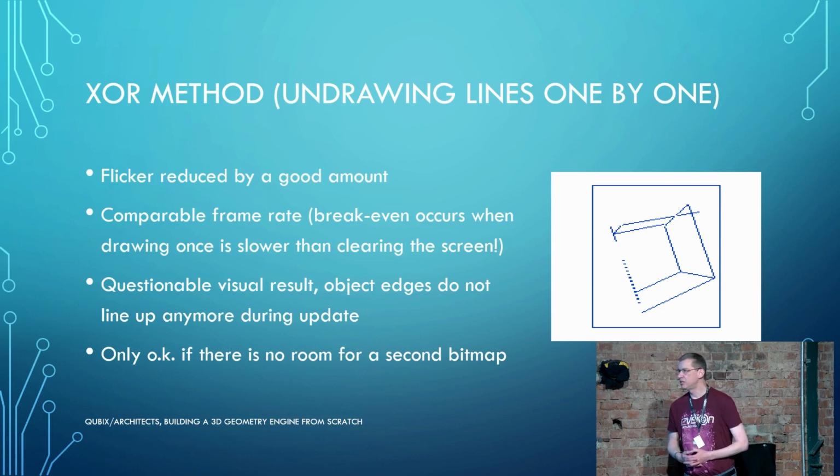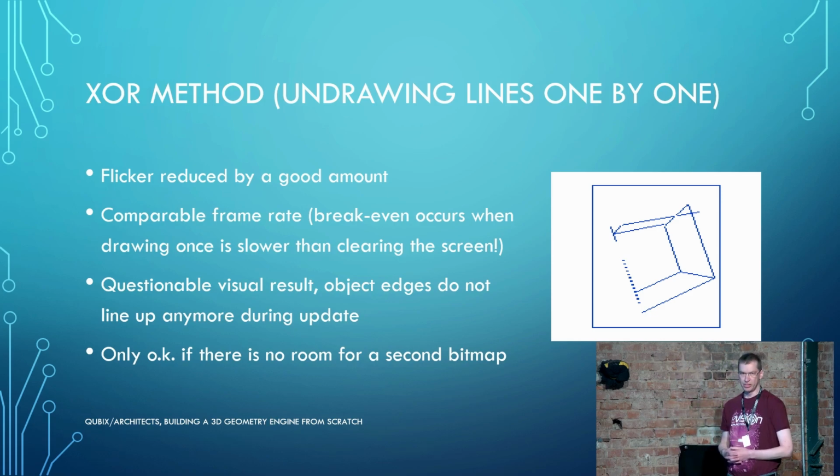But in my opinion, the visual result is questionable, because if you look at the animation, the edges during update do not match up anymore. That's quite visible during rotations, but also under translation, and it often looks as if the objects are falling apart. That's okay if you don't mind the visual result, and otherwise it's really only okay if there's no room for a second bitmap.